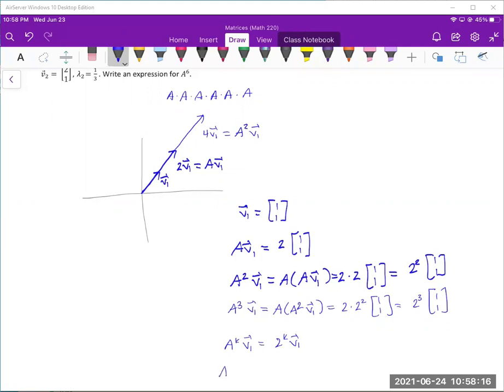Similarly, if we have A to the K times V2, what's going to happen here? V2 is still an eigenvector. This time its eigenvalue, though, is going to be 1/3 to the K. So if we're taking A squared times V2, the eigenvalue is going to be 1/3 squared. So our eigenvalues here look like 2 to the K and 1/3 to the K.